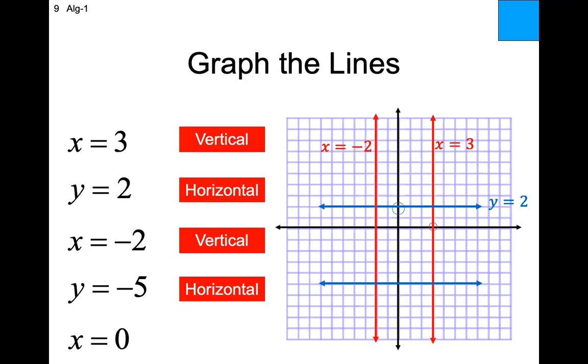Last one, vertical or horizontal? Vertical. Now where is 0 on the x? Oh, there's a pattern going on. It's vertical. This one is the actual y-axis. Okay, here's the paradox. The y-axis is x equals 0. What's the x-axis? Y equals 0. There's your paradox, right?